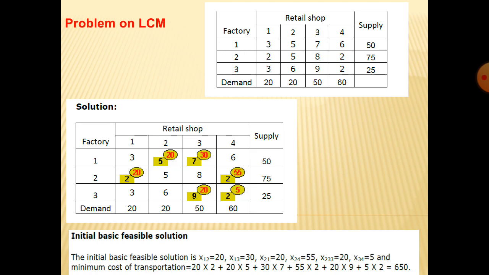Next, the second problem: retail shop and factory. This matrix is a 4 by 3 matrix. The supplies available are 50, 75, 25, and the demands are 20, 20, 50, 50, 50, 60. Now we have to check whether it is a balanced or unbalanced problem. The total supply is 150 and the demand is 150. It is a balanced problem.